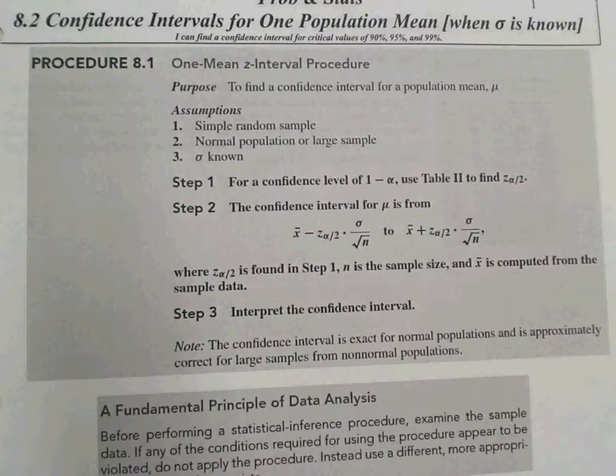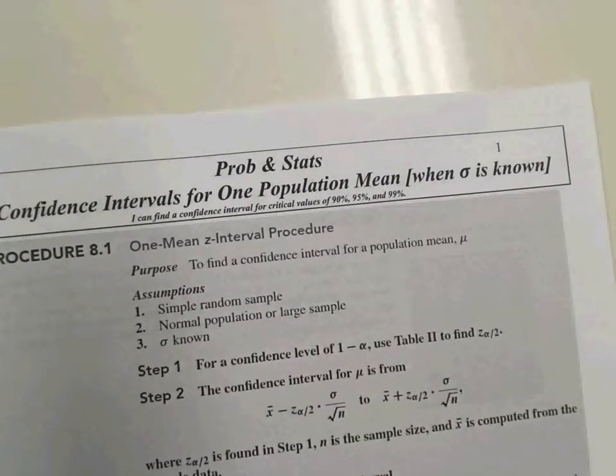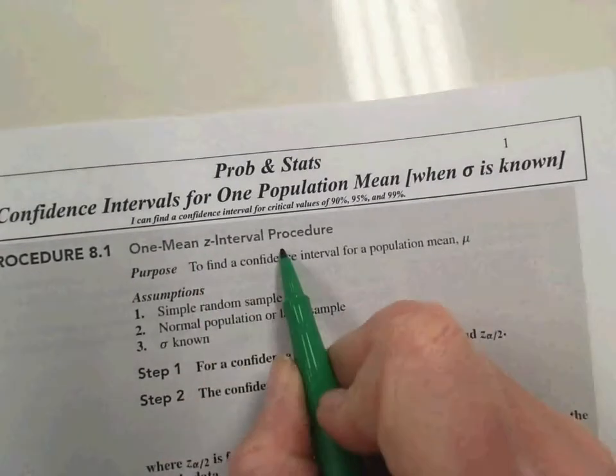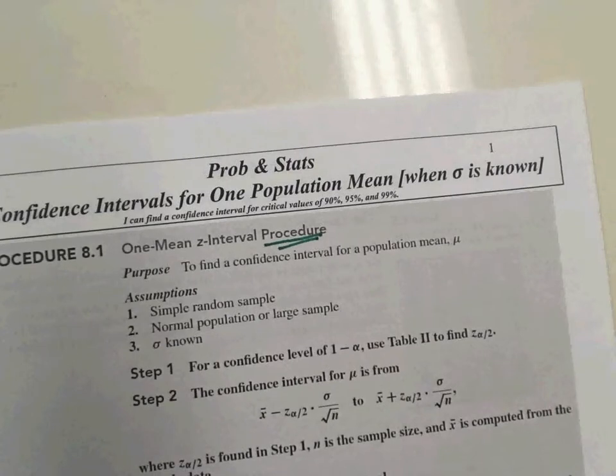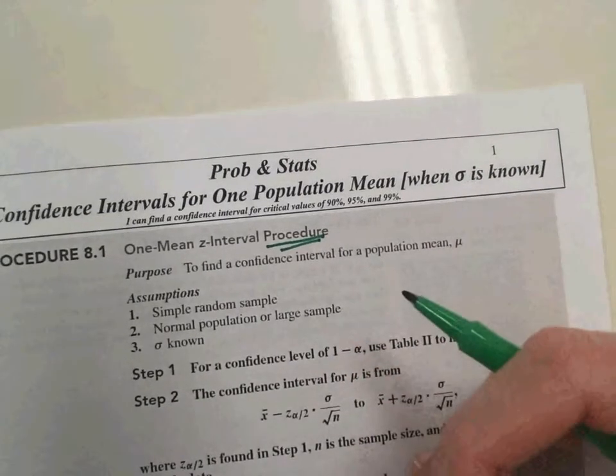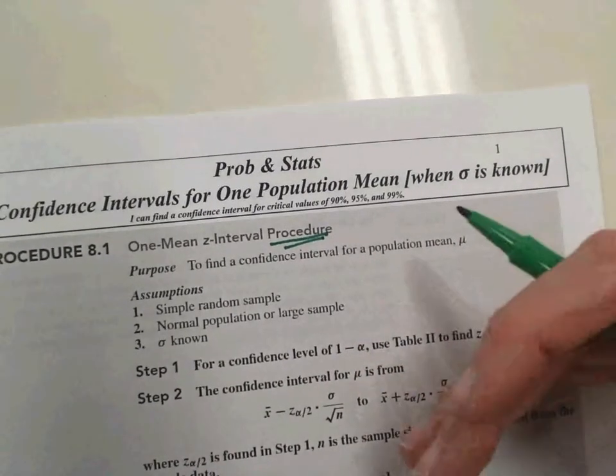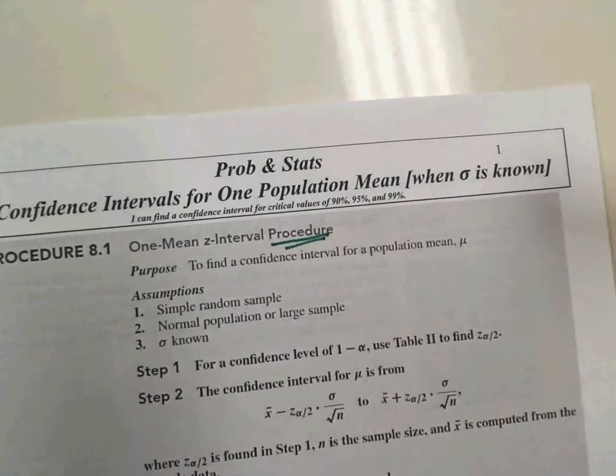All right, we have 8.2 confidence intervals for one population mean when sigma is known. This is notes for Unit 4, last formal notes for Unit 4. So we have this procedure. It's nice to have a procedure to look back on because it's going to list out step by step how to calculate our confidence intervals.